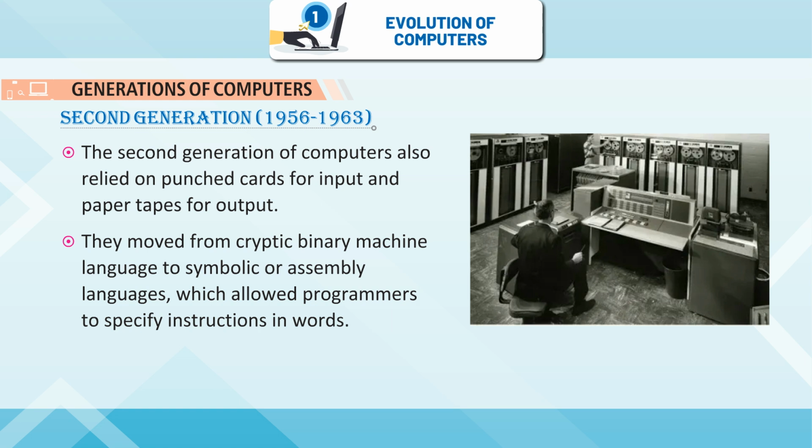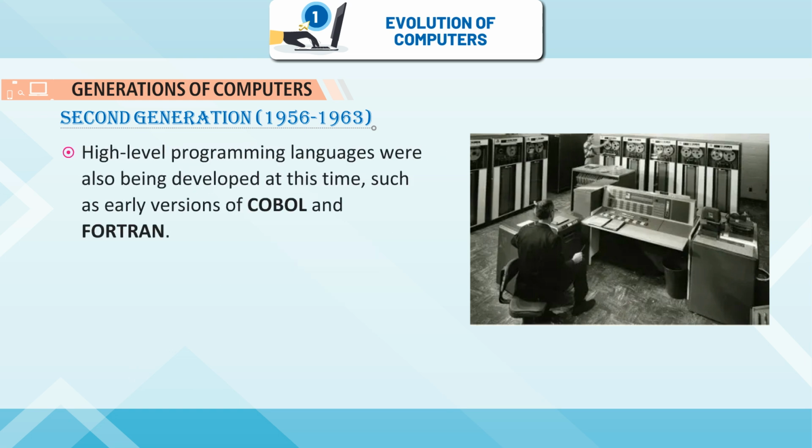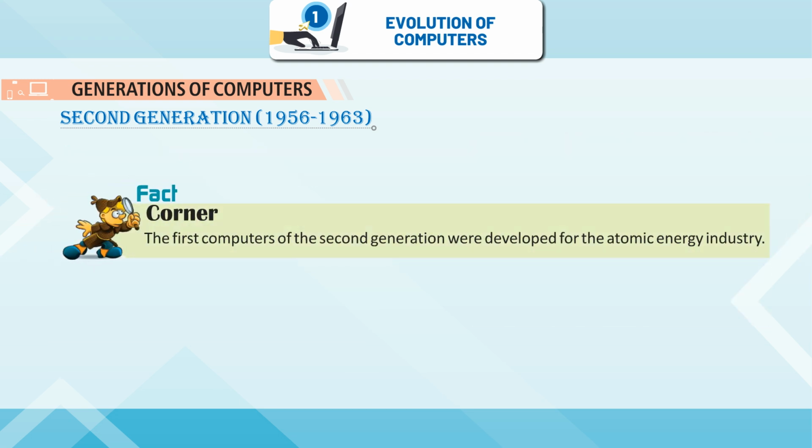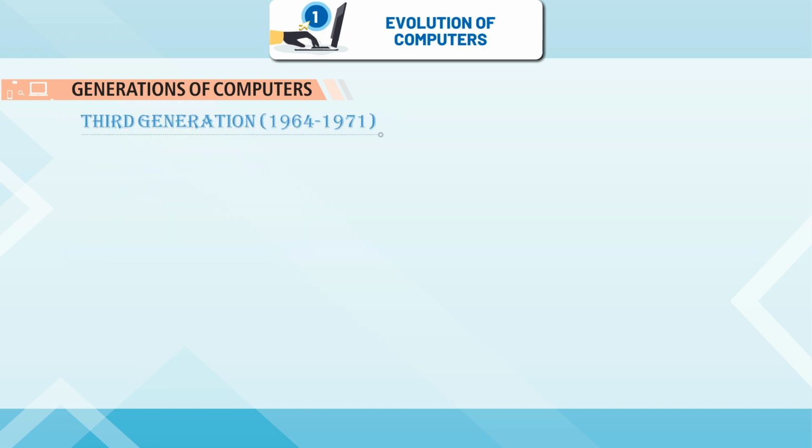They moved from cryptic binary machine language to symbolic or assembly languages, which allowed programmers to specify instructions in words. High-level programming languages were also being developed at this time, such as early versions of COBOL and Fortran. Fact Corner: the first computers of the second generation were developed for the atomic energy industry.